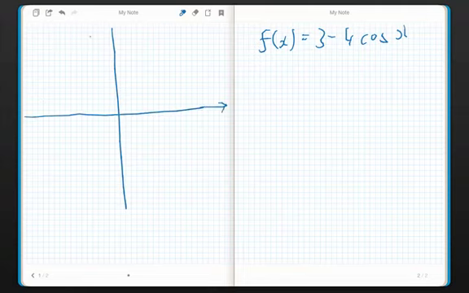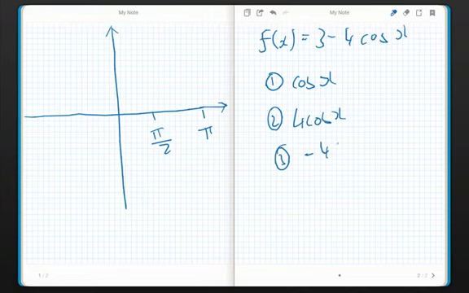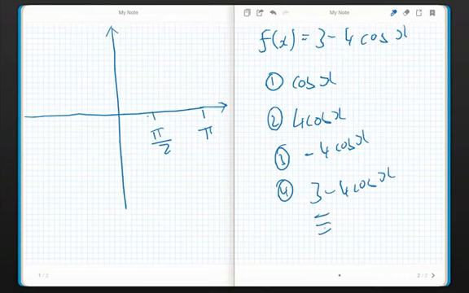We draw the x-axis here, the y-axis here, and it says that the domain is 0 to pi. So I'll just put that on the x-axis. Now, we have to graph this in steps. First step is to graph cos x. Second step, graph 4 cos x. Third step, graph minus 4 cos x. And fourth and final step, 3 minus 4 cos x. Now this acts as a translator again. So let me do this step by step.